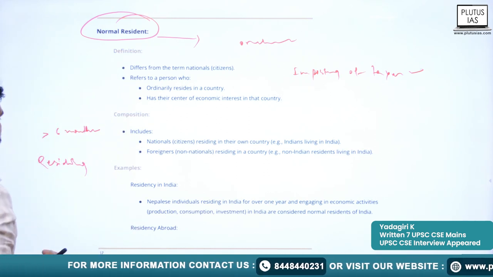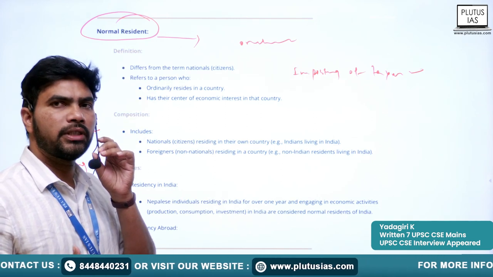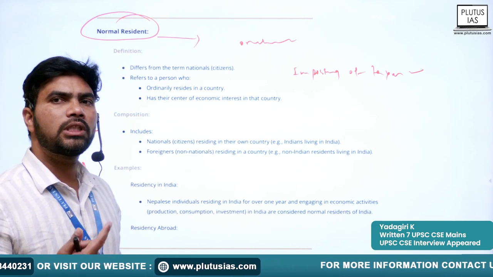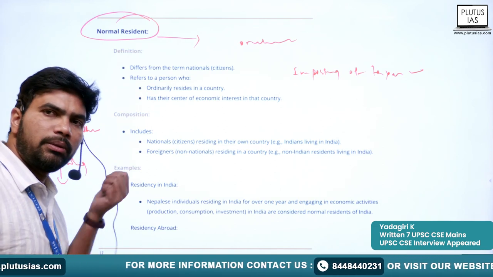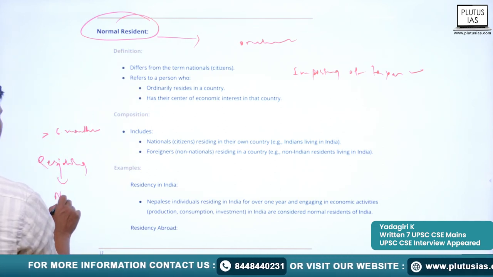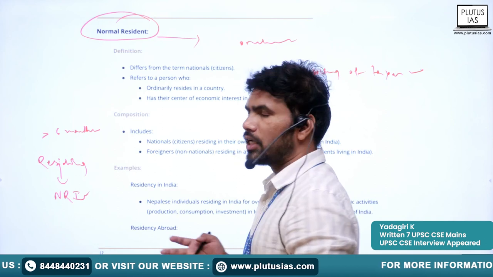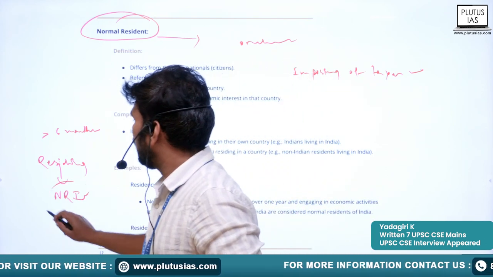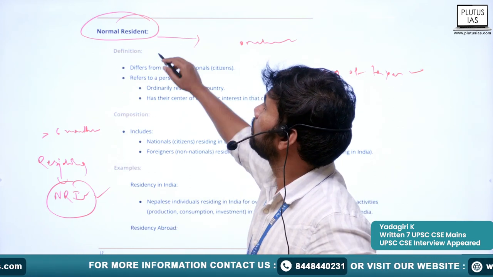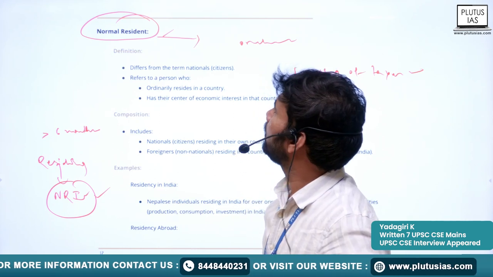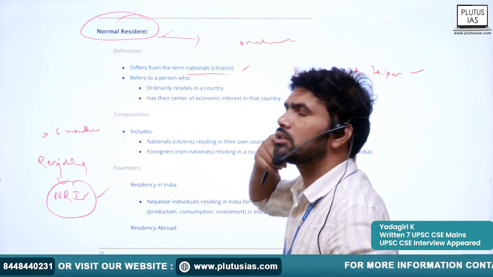They are citizens of India, they have the citizenship of India, but for the majority of the year, they will be residing outside of India. So for taxing purposes or for the purpose of calculating GDP, they are known as NRIs, non-resident Indians. There are exclusions and inclusions for this particular category of persons. So for that matter, we have to define the normal resident of India.